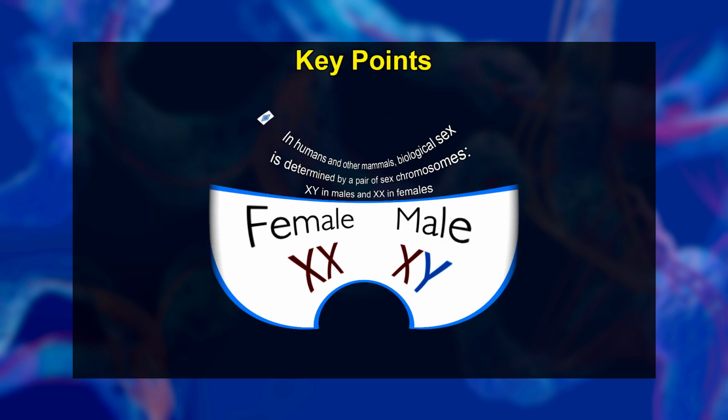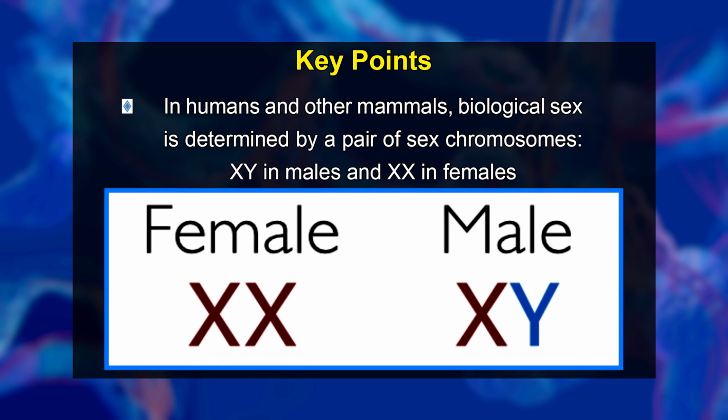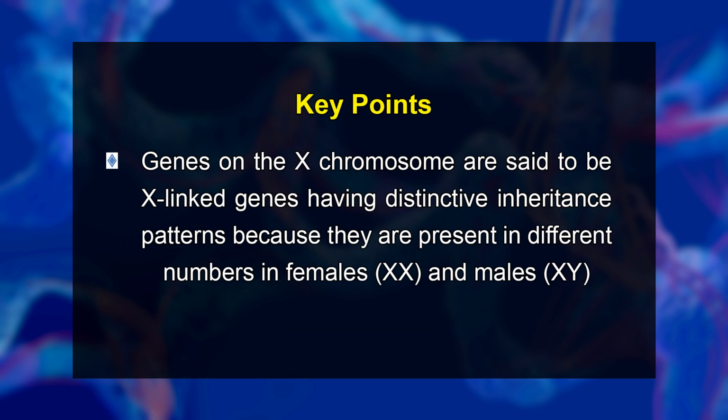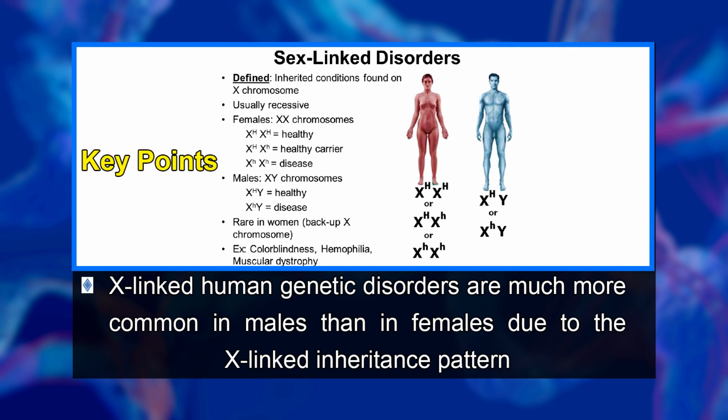conditions. The key points of the lecture are: in humans and other mammals, biological sex is determined by a pair of XY in males and XX in females. Genes on the X chromosomes are said to be X-linked genes, having distinctive inheritance patterns because they are present in different numbers in females, XX, and in males, XY. X-linked human genetic disorders are much more common in males than in females due to the X-linked inheritance pattern.